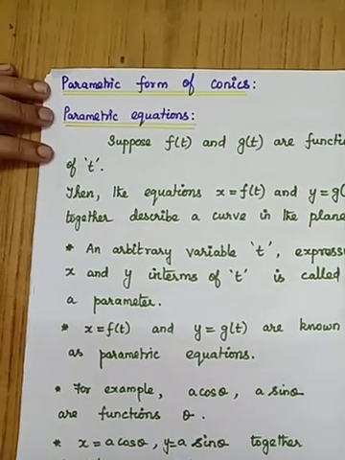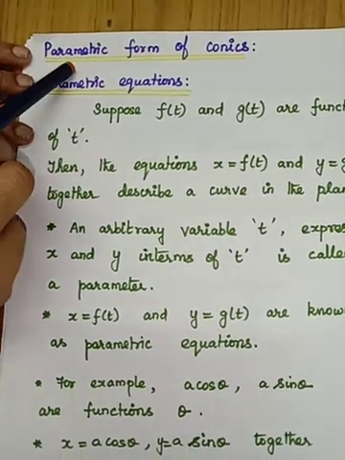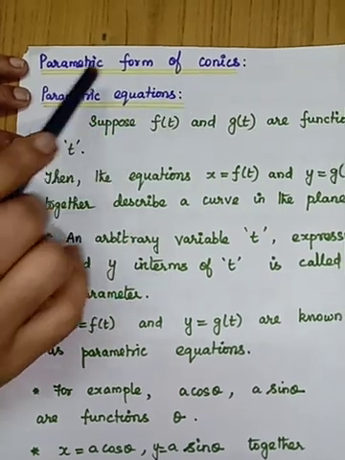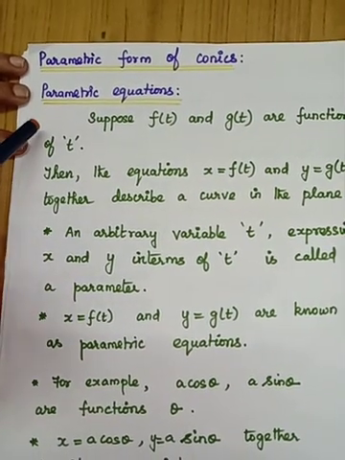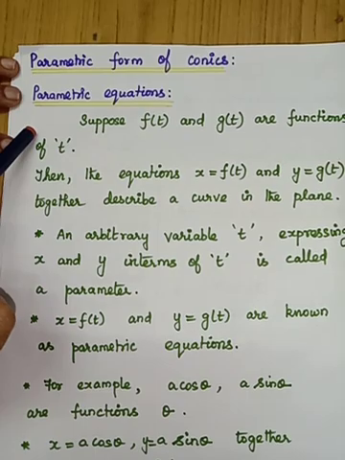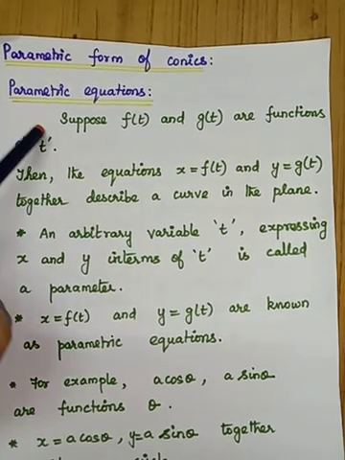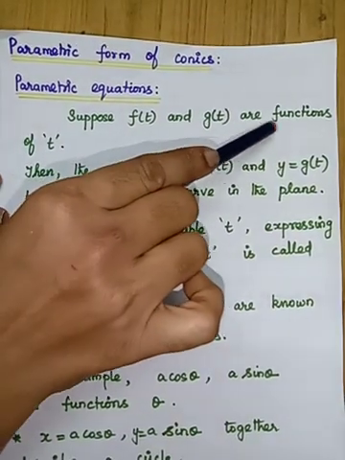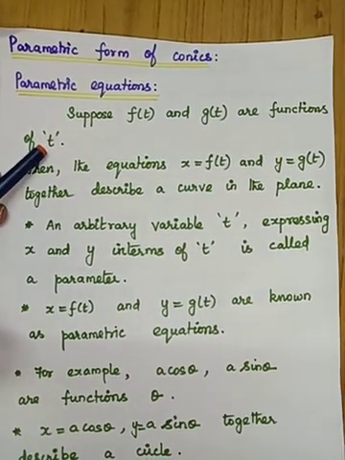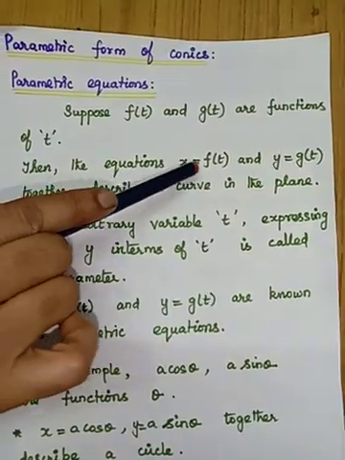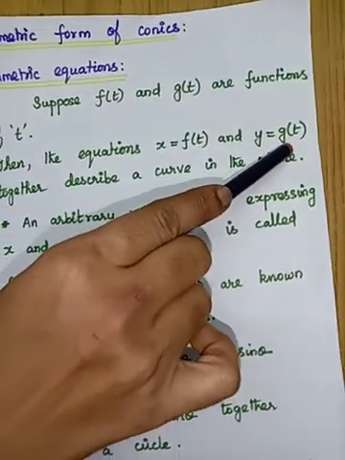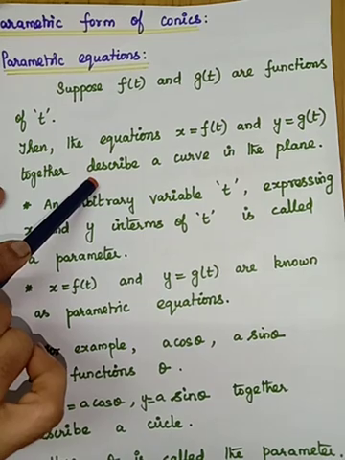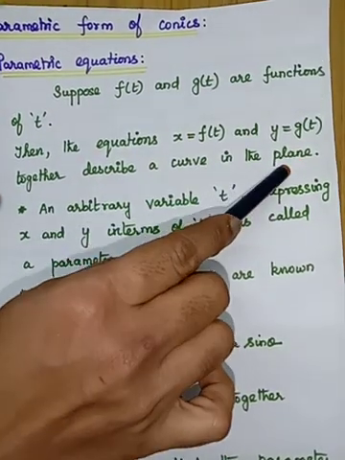Students, today's topic is parametric form of conics. First, we are going to see what a parameter is and what a parametric equation is. Take f of t and g of t, which are functions of t. Then the equations x is equal to f of t and y is equal to g of t describe a curve in the plane.